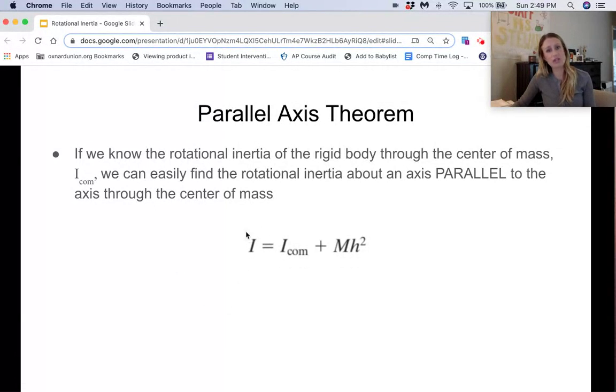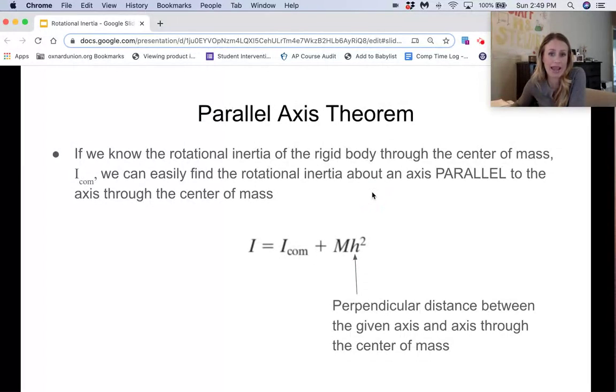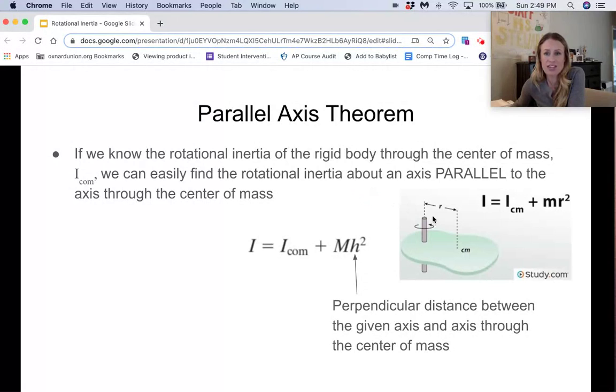The rotational inertia I for our new axis of rotation is equal to the rotational inertia I through the center of mass plus mh squared, where h is the perpendicular distance between the given axis and the axis through the center of mass. Here's a picture of this.